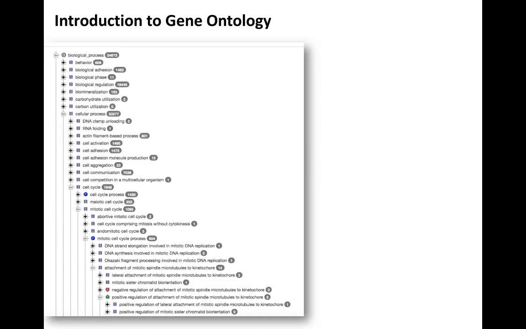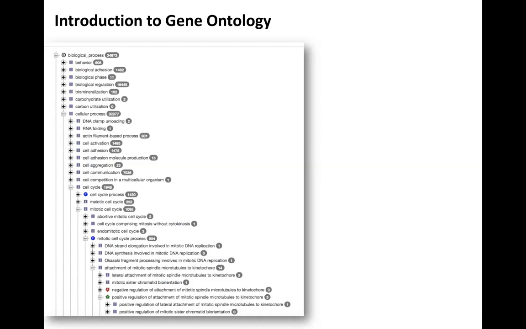So in this case, there are 1,095 genes related to mitotic cell cycle. And under mitotic cell cycle, 904 genes are related to mitotic cell cycle process. And under that, there are 14 genes related to attachment of mitotic spindle microtubules to kinetochore. And under that, you can keep going and going. Clearly you can see this is a hierarchical structure.